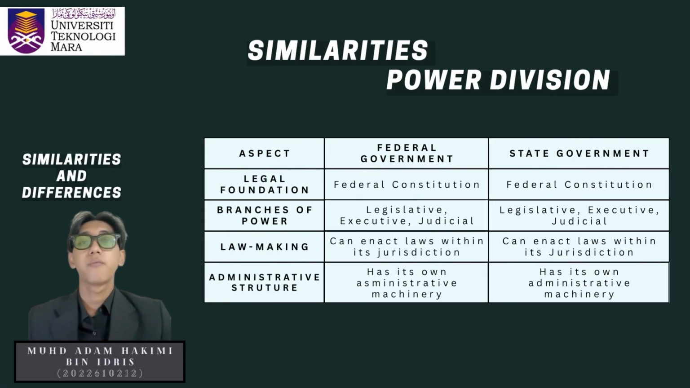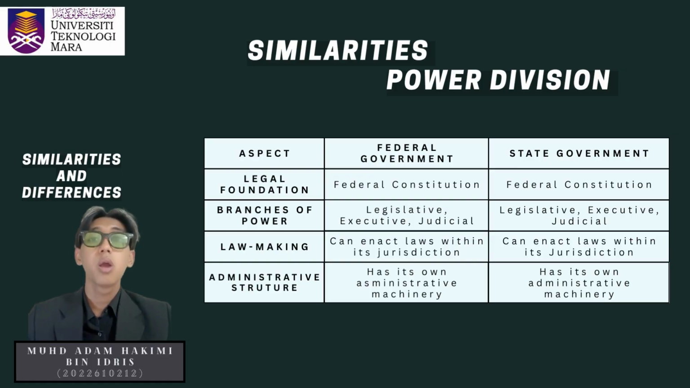Let's begin by exploring how the Federal Constitution ensures both the federal and state governments share a common foundation for their powers in Malaysia. Both levels of government derive their authority directly from the Federal Constitution, which is the supreme law of the land. To make this clear, let's look at a comparison table.